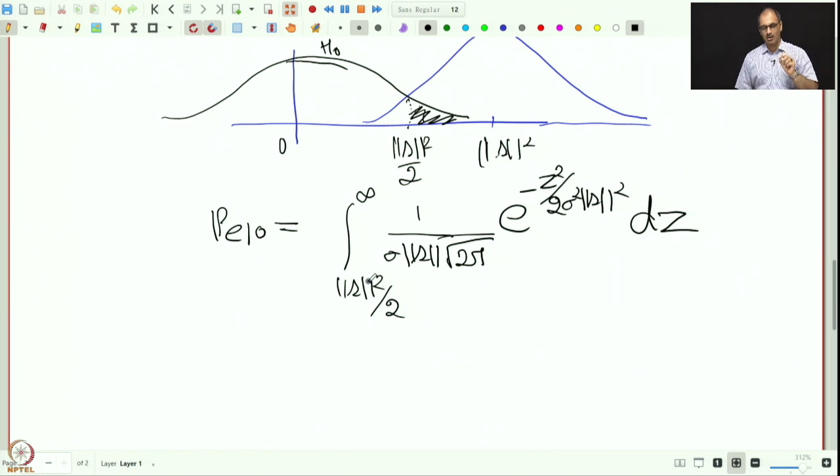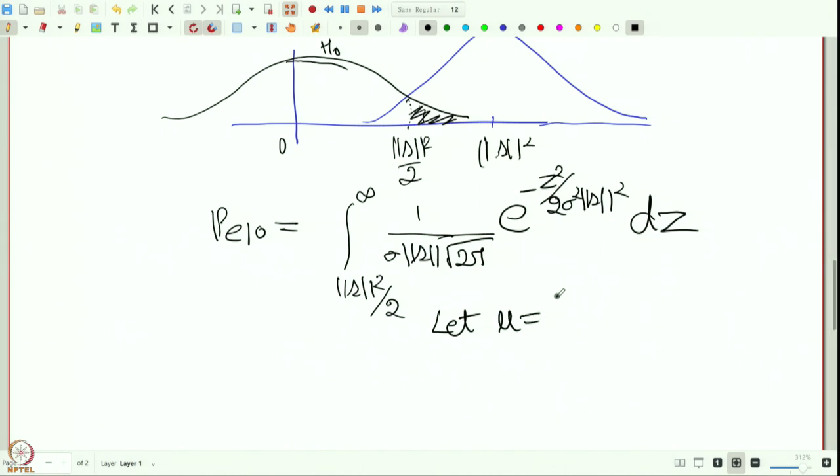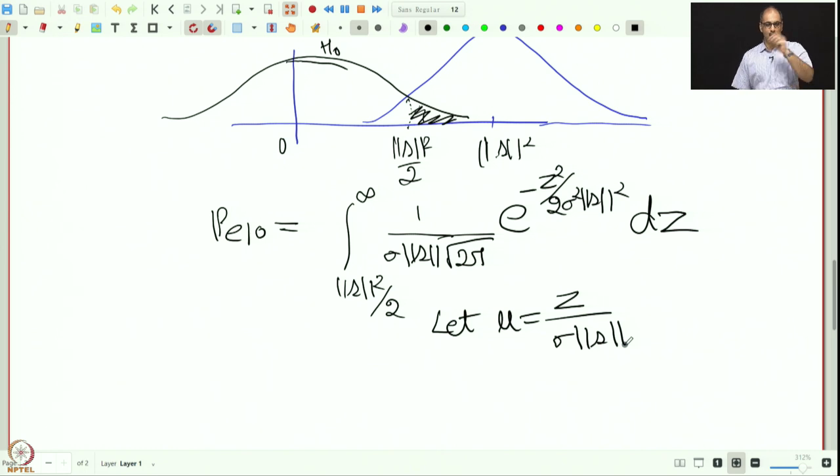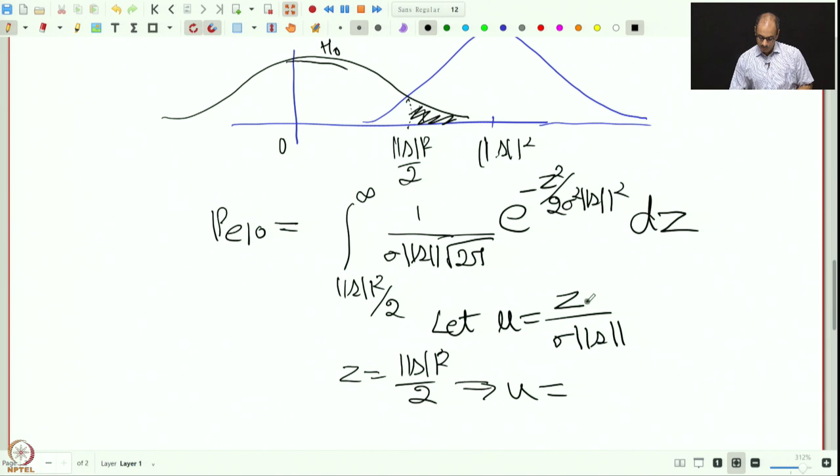We always want the standard normal. To make this the standard normal, I am going to make a substitution. We are going to say let u be equal to, and I am choosing this very carefully, z minus mean of z by root variance. Mean of z is 0, so u is z by sigma norm S. Under this, when z is equal to norm S square by 2, you just substitute norm S square by 2 here, and you will get norm S by 2 sigma.